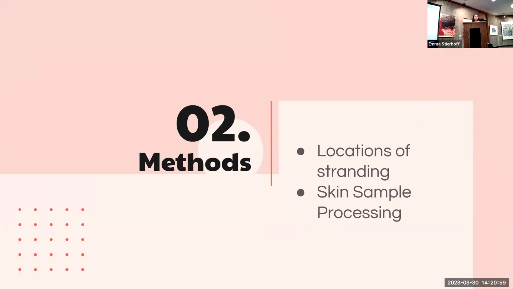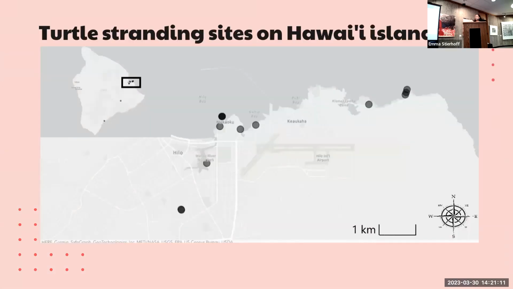So there were two primary portions to my methods: mapping out the locations of the information given to us by the stranding network, and then the actual skin sample processing. These turtles stranded at 8 separate locations here on the east coast of Hawaii, which were Liliʻuokalani Park and Gardens, Moku Ola, also known as Coconut Island, Onekahakaha Beach Park, a singular private residence, Hula Hula Black Sand Beach, Reeds Bay, Richardson's Ocean Park, and finally the Wailoa River State Park.